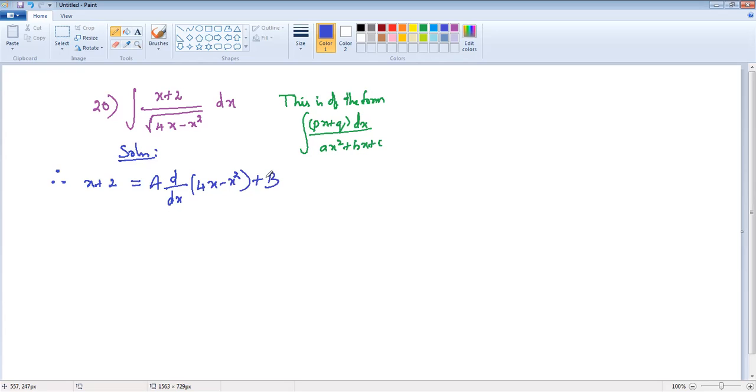Now you simplify it, equate the coefficient of x and the constant on both sides and find a and b and substitute back here. Okay. So what do you get? x plus 2 is equal to a into the differentiation of that, which is 4 minus 2x, plus b. Now equate.